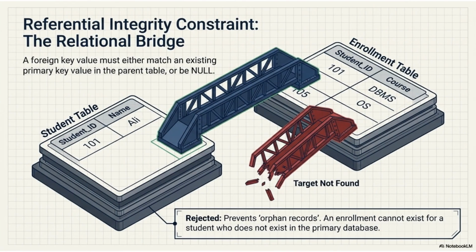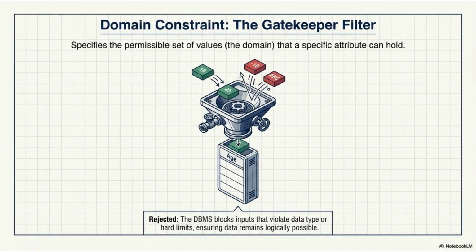Referential integrity, the relational bridge, requires that a foreign key value must either match an existing primary key value in the parent table or be null. This prevents orphan records, such as an enrollment existing for a non-existent student. The domain constraint acts as the gatekeeper filter, specifying the permissible set of values a specific attribute can hold. The database management system blocks inputs that violate data type or hard limits, ensuring data remains logically possible.